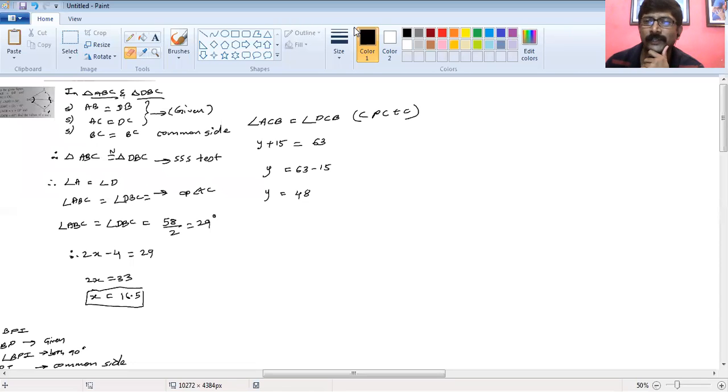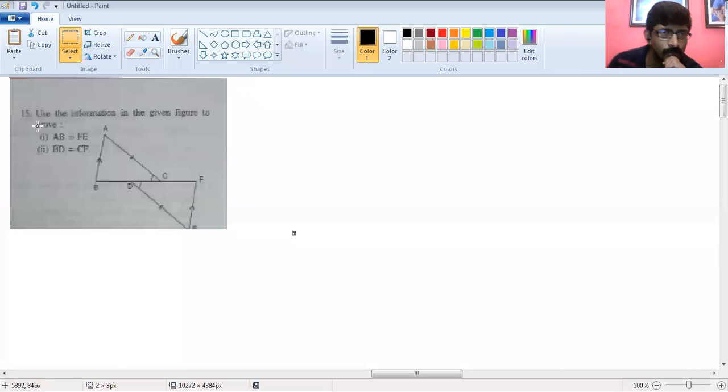Chalo guys, we'll carry on. Use the information in the given figures to prove that AB is equal to EF. हमको यहाँ पर prove क्या करना है बच्चों? AB is equals to EF. So this is point E. Okay. So how to prove this?